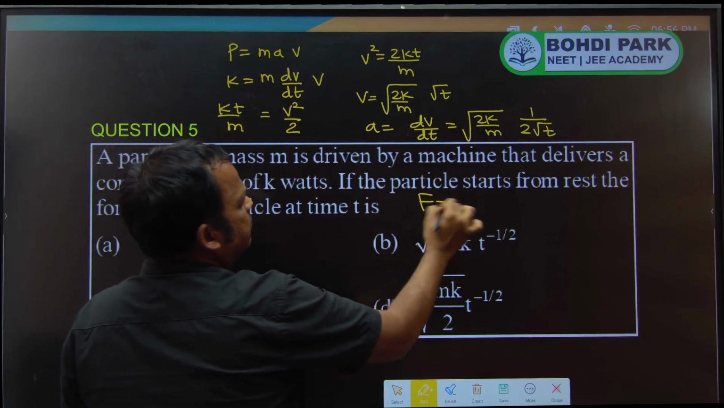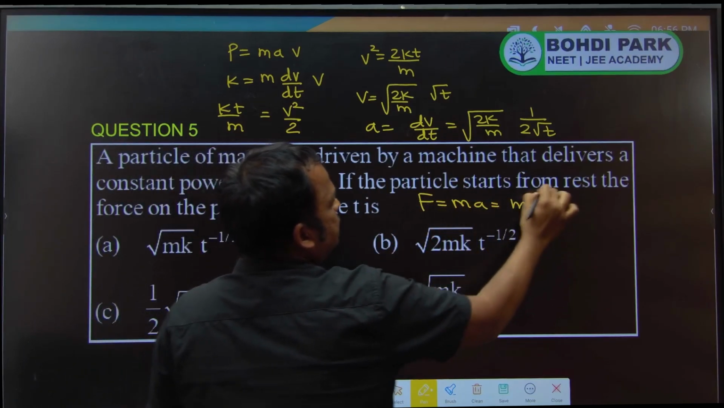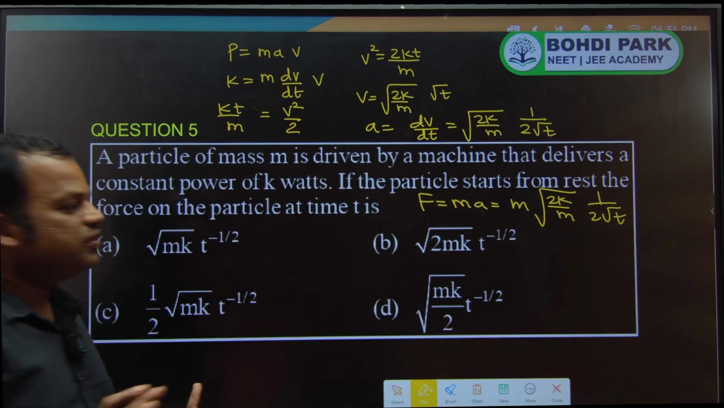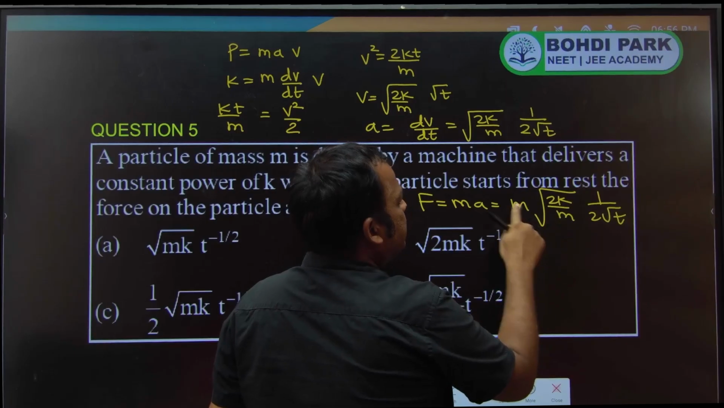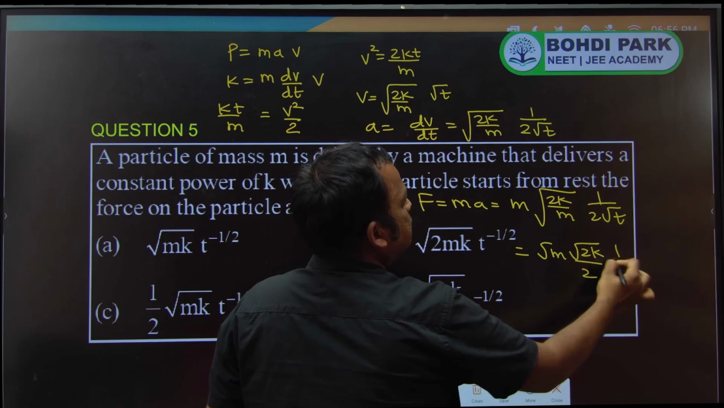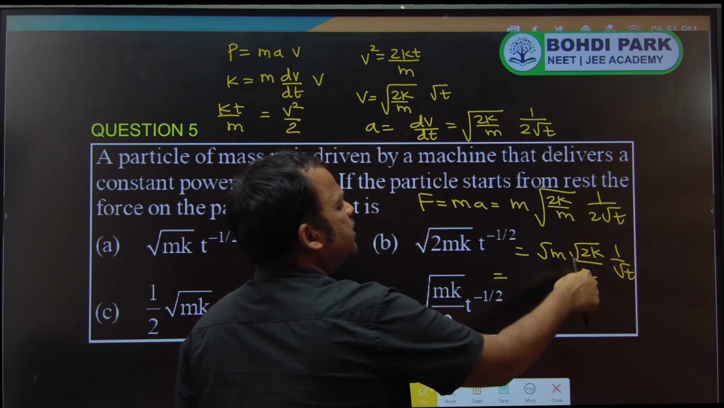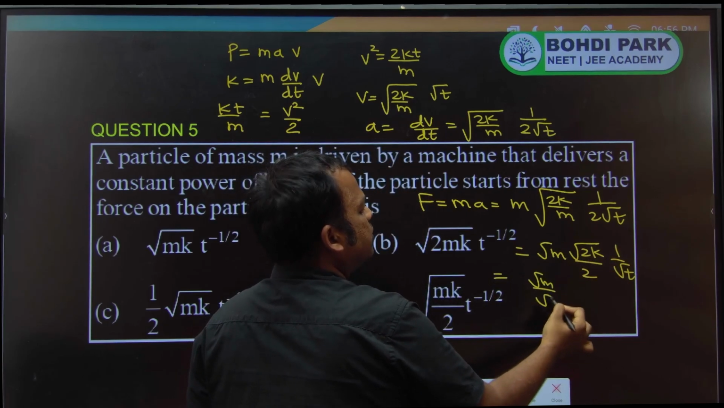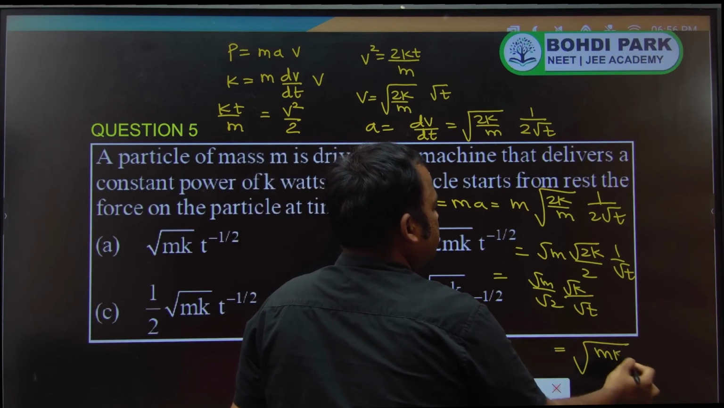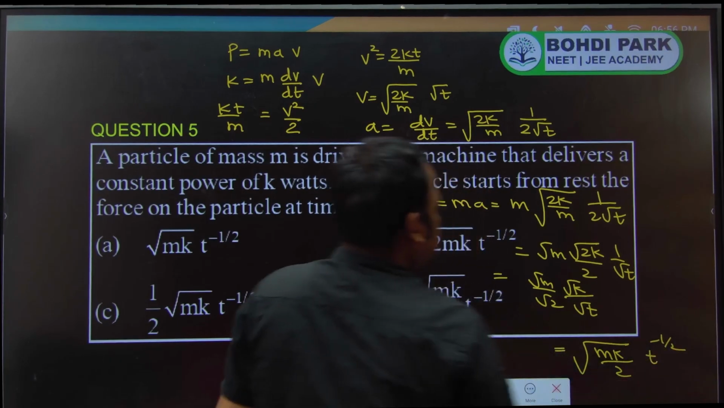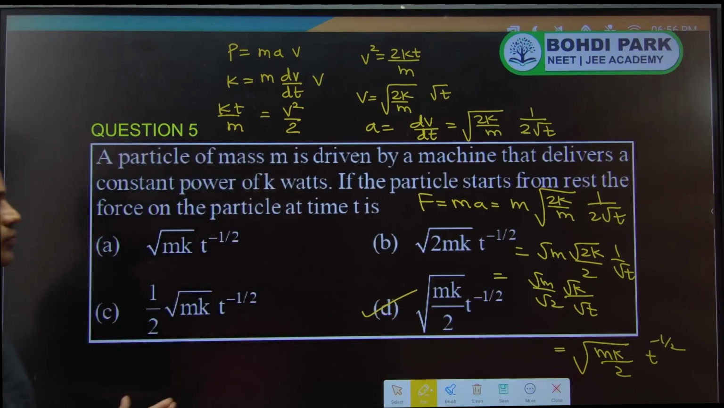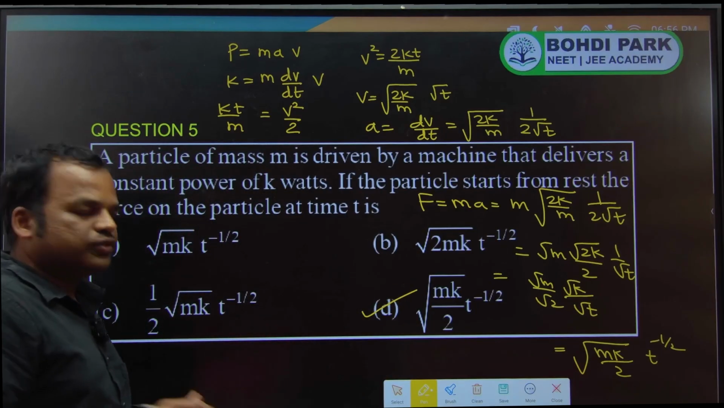Now F is equal to ma. So we have m square root of 2k by m into 1 by 2 root t. So this m by root m means root m. Then this is root 2k by 2. Then 1 by root t. So root 2 by 2, 1 by root 2. So root m by root 2, root k by root t. So square root of mk by 2 into t power minus 1 by 2. So this is our answer, D option. Now next question.